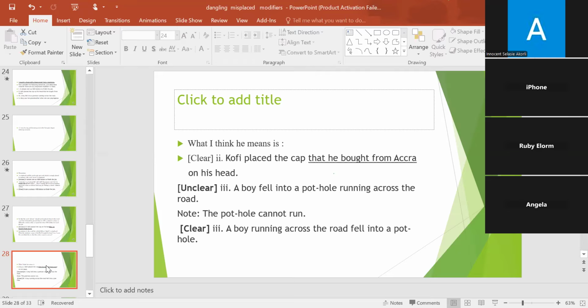Now, a boy fell into a pothole running across the road. Here, because the phrase running across the road follows the noun a pothole, it will sound as though it is the pothole that was running. But I think the correct thing should be what? A boy running across the road fell into a pothole. Not that a boy fell into a pothole running across the road. Somebody can argue that your statement means that the pothole was running. Very good.